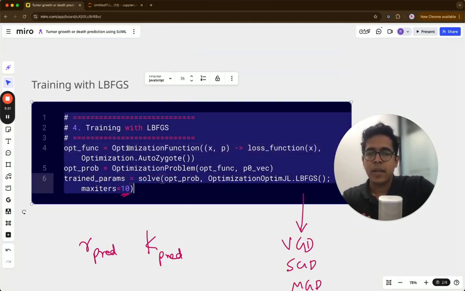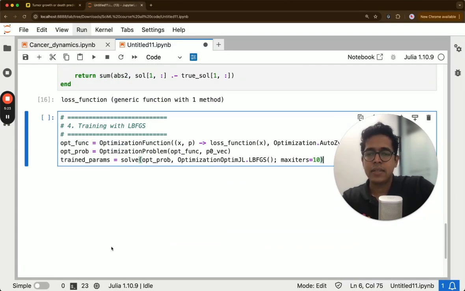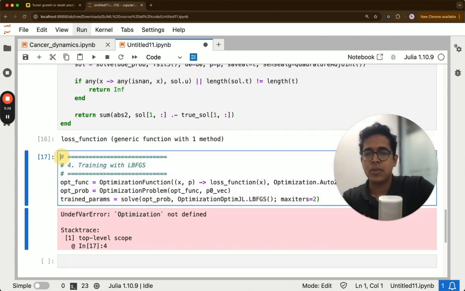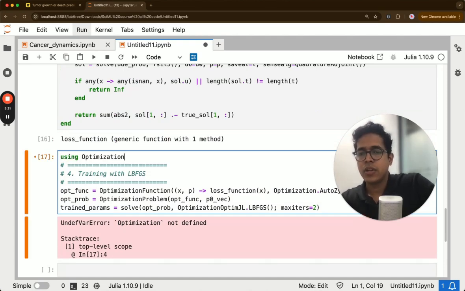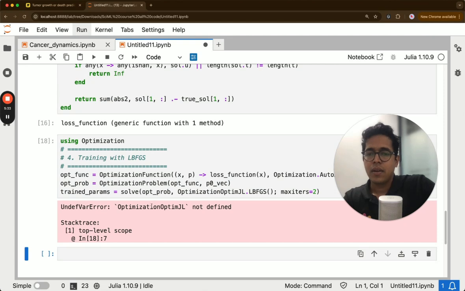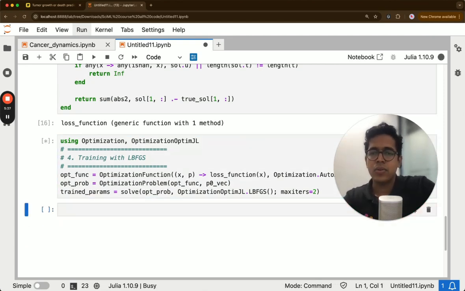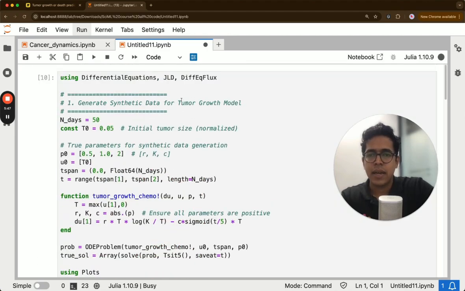Now you are performing the training here, and let's only keep 2 iterations. I don't want 10 iterations right now. So 2 iterations. Optimization is not defined. So let's say using optimization. JL is not defined. So I'll add that also. And maybe I'll have to also add Lux because that is also not there. So mostly now an error might happen. Let's see. I don't think I added Lux anywhere.